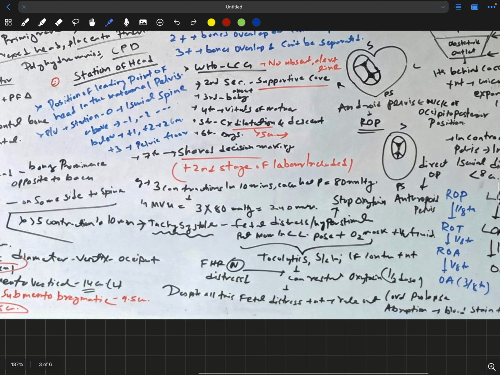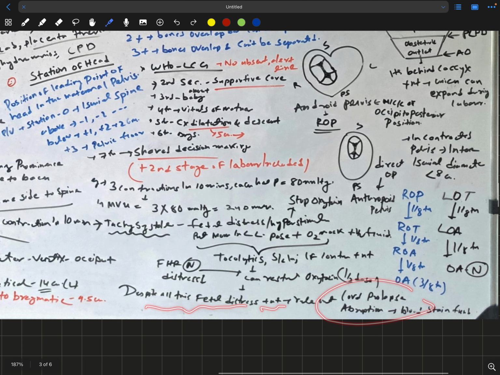If despite all this fetal distress is still present, then rule out cord prolapse and abruption. Cord prolapse is most commonly seen in case of transverse lie. Okay, cord prolapse and abruption placenta, that is, blood staining.